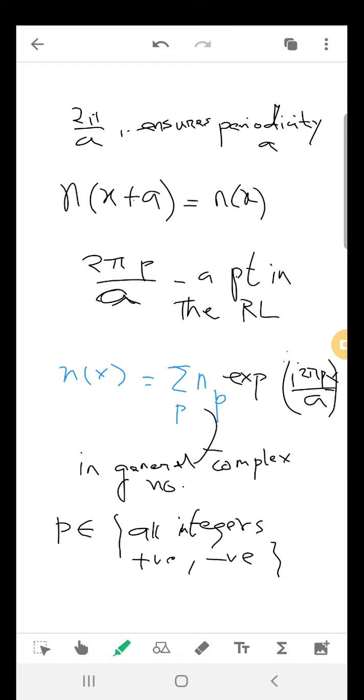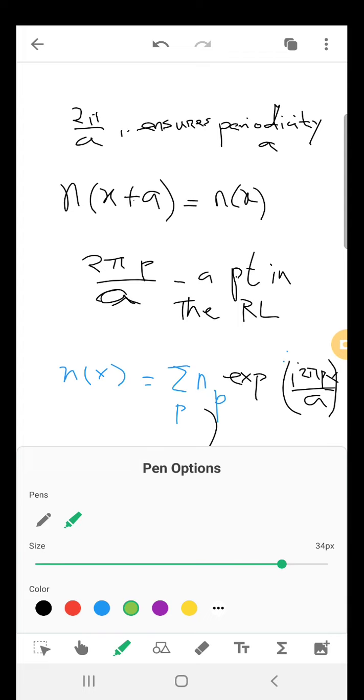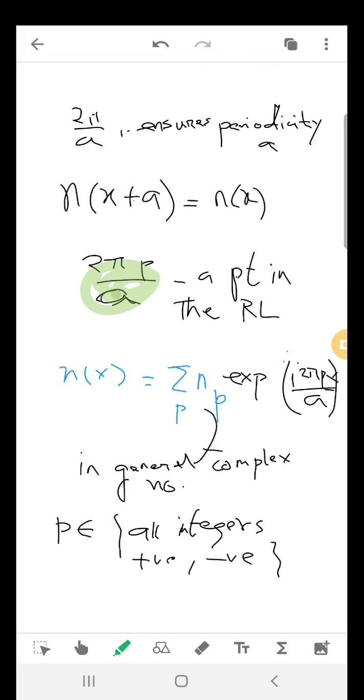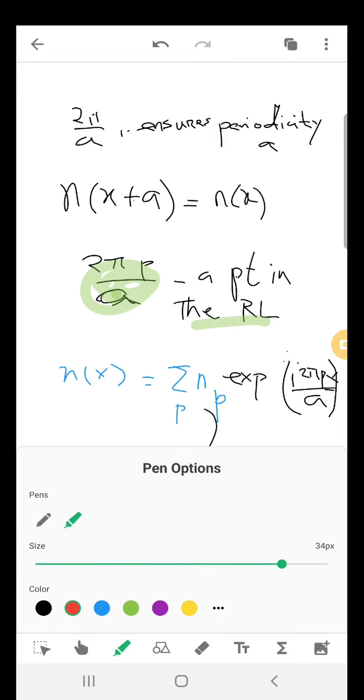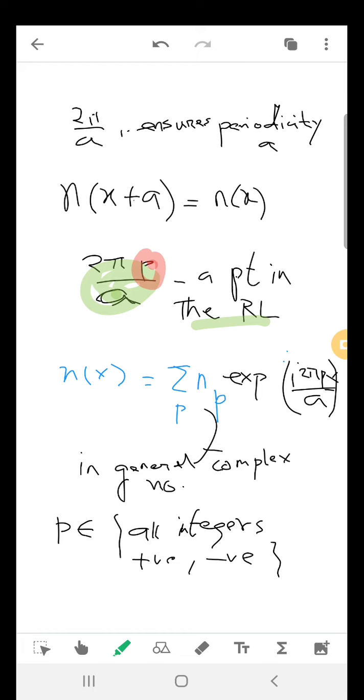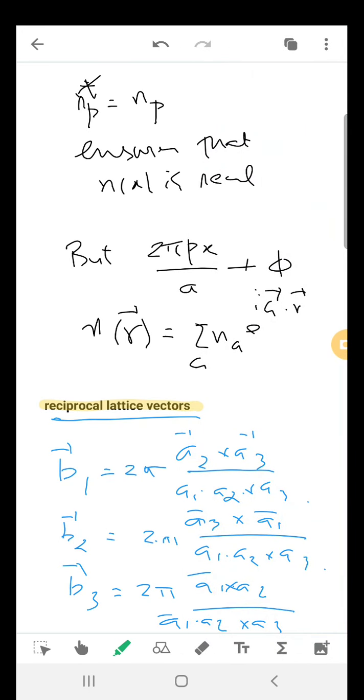Now this value is a point in the reciprocal lattice. If we do the Fourier transform, this n_p is generally a complex number, and p is all integers, positive and negative. So we are talking about this p. Reciprocal. So this is how it ensures that n(x) is real: n_{-p} equals n_p star, ensuring it is real, and this 2 pi p x by a is actually a phase. So this is how the periodicity is defined.